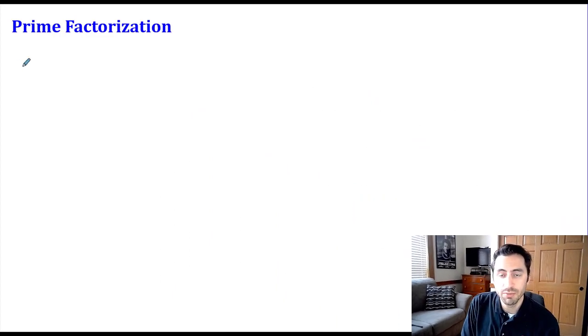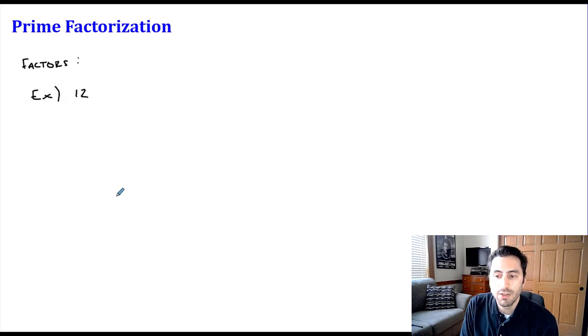Now, if I'm given a number, the factors of that number are any numbers that, when multiplied together, give me that original number. So let's start with an example of a number, and then let's take a look at the factors of this number. So, for example, let's take the number 12. With 12, any numbers that when I multiply them together give me 12 are factors.